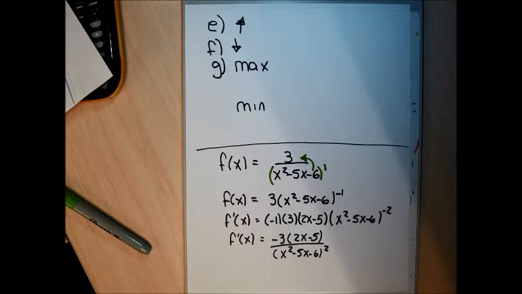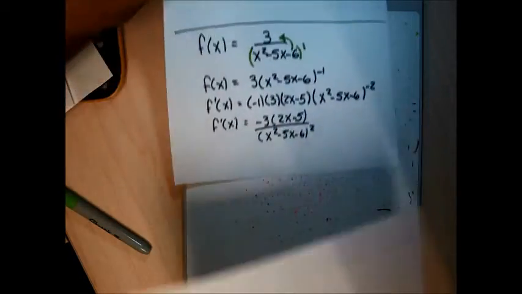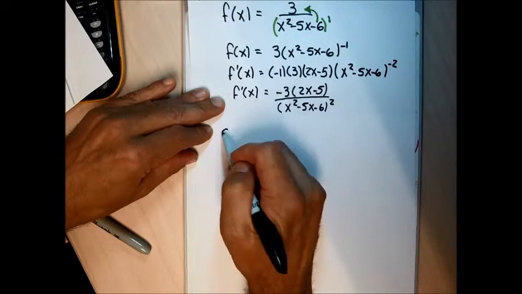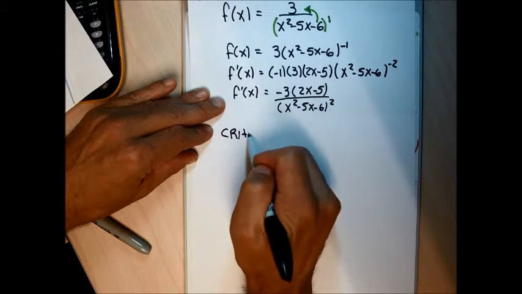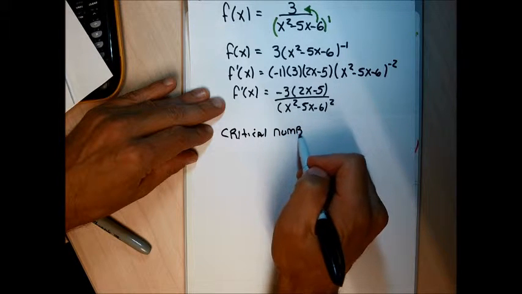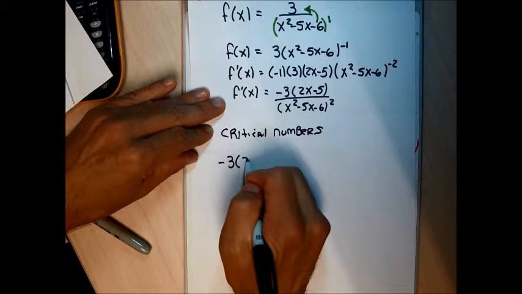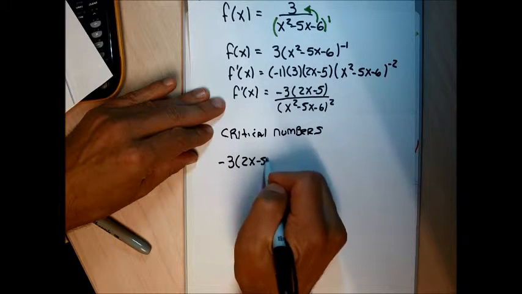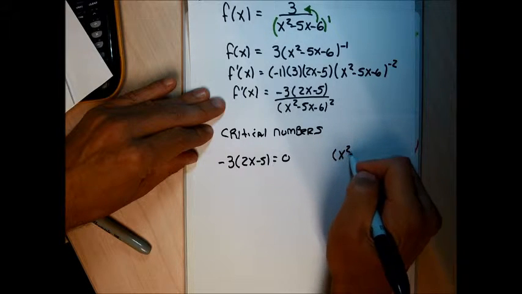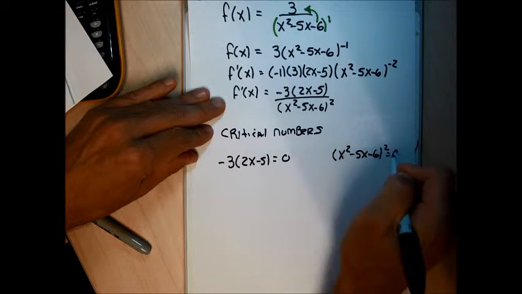Now I'm going to find my critical numbers. And I find critical numbers for a fraction's derivative by setting both the numerator and the denominator equal to 0. So I'm going to need to have my critical numbers before I can tell you where the graph is increasing or decreasing. So I'm going to set the numerator, negative 3 times 2x minus 5, equal to 0. And I'm going to set the denominator, x squared minus 5x minus 6, squared, equal to 0.